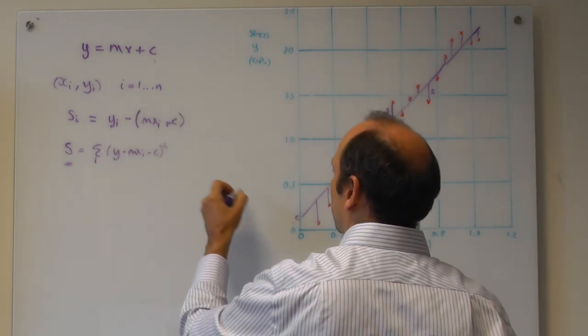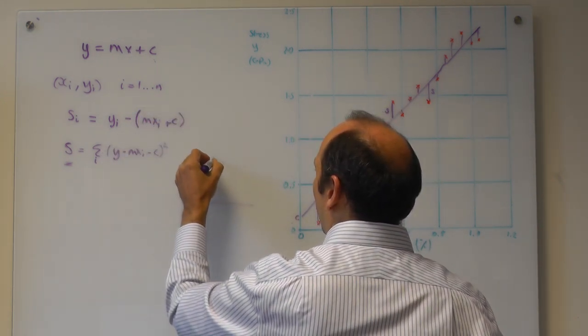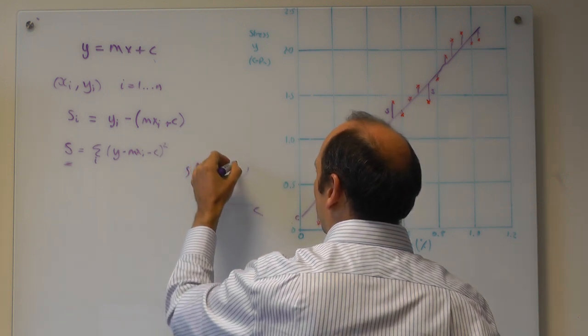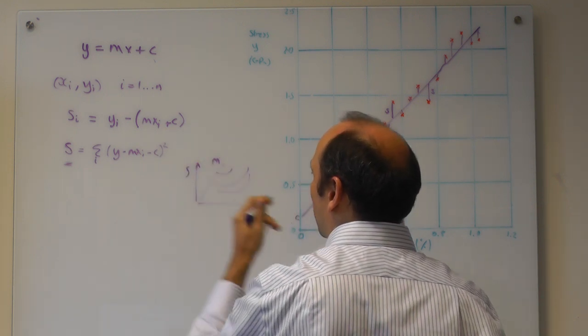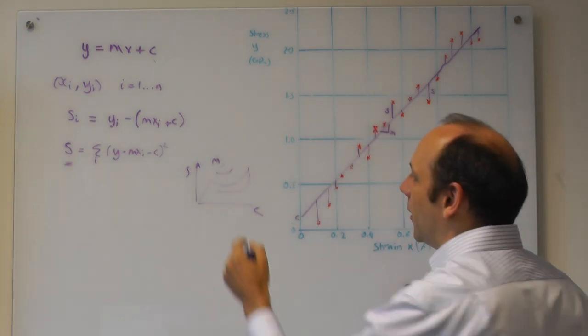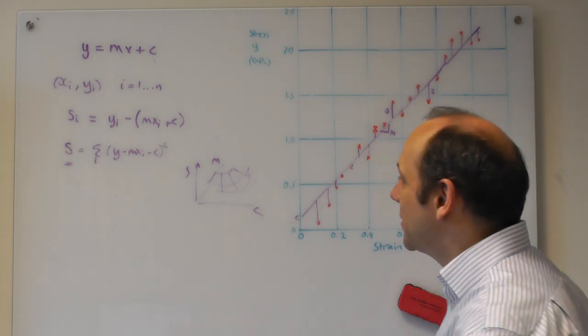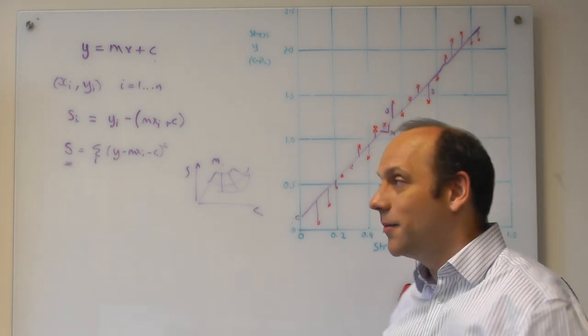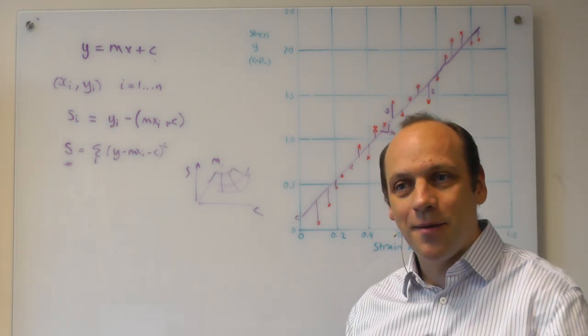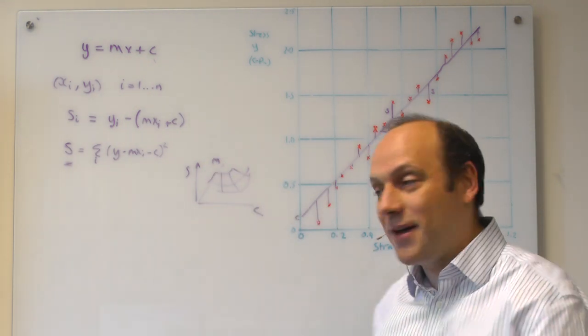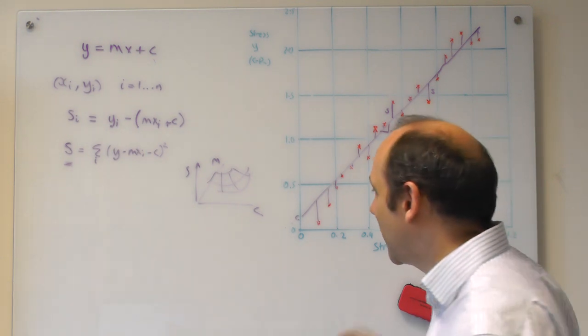We'd have some surface where we've got m varying, c varying, s, and we'd have some sort of hull here describing how s varies as we vary m and c, and we want to find the global minimum at which s is minimized, and that would then be the optimum value of m and c, the optimum fit. So how do we find that minimum?